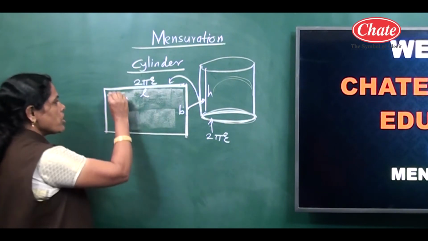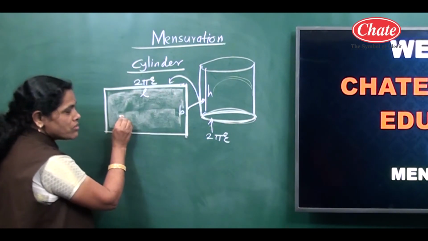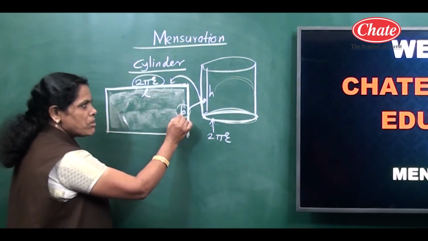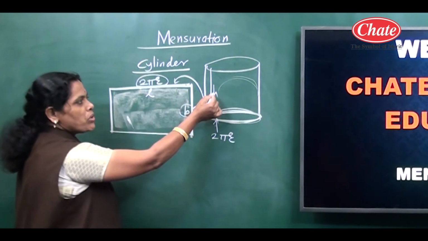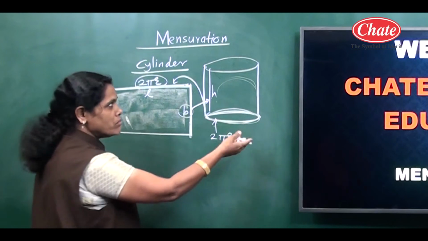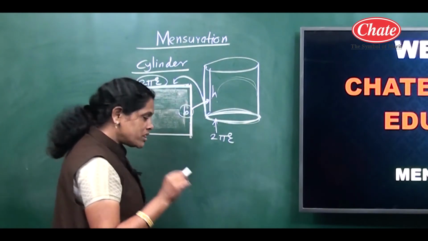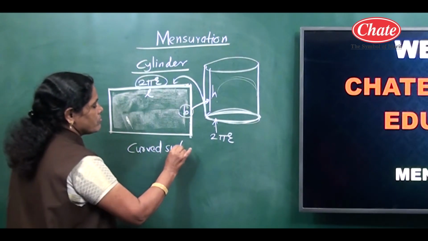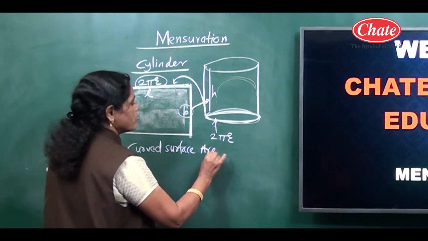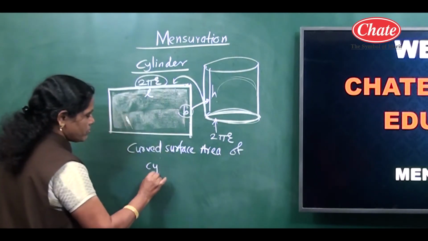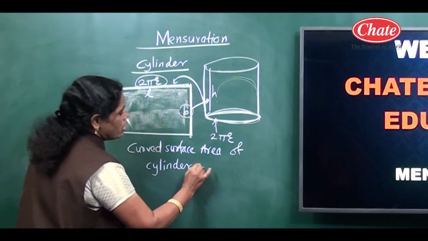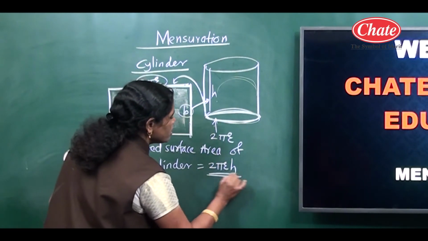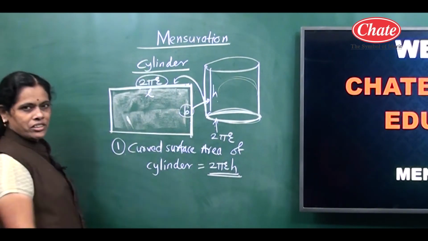Therefore the area of this rectangle becomes length into breadth, means 2 pi r into b. B means h. So 2 pi r into h, and this area of the rectangle becomes the curved surface area of the cylinder. Therefore the curved surface area of a cylinder is 2 pi r, that is length, into breadth, means into h. This is the first formula for the cylinder.